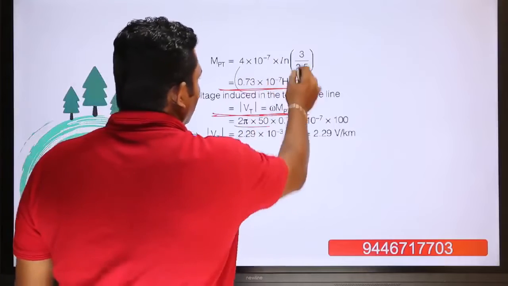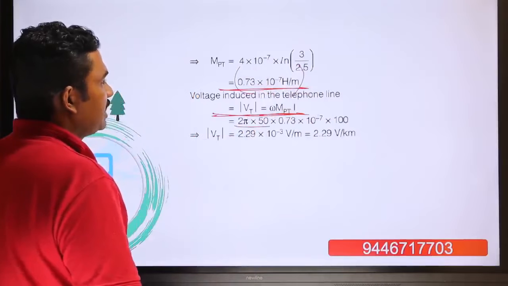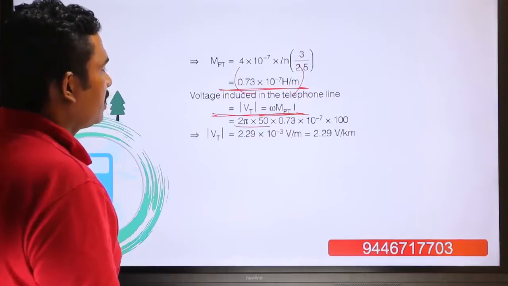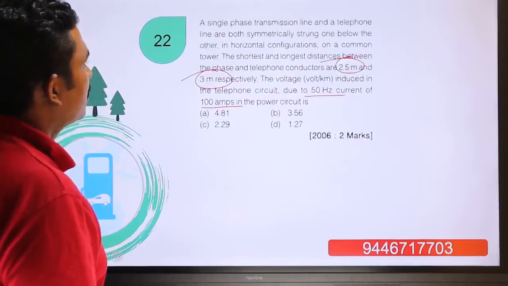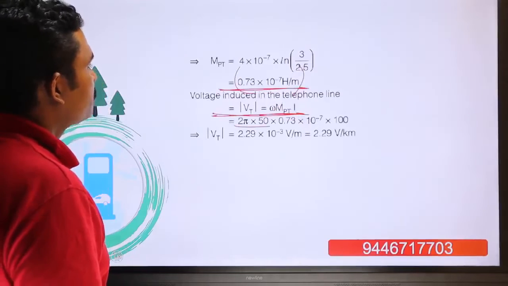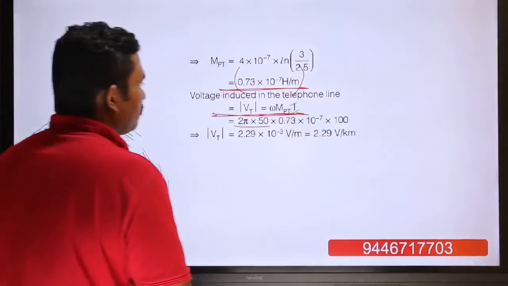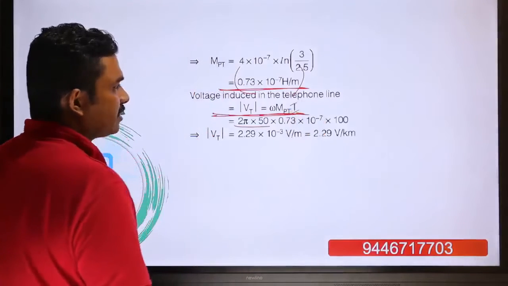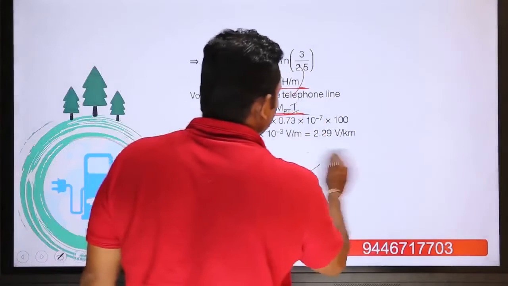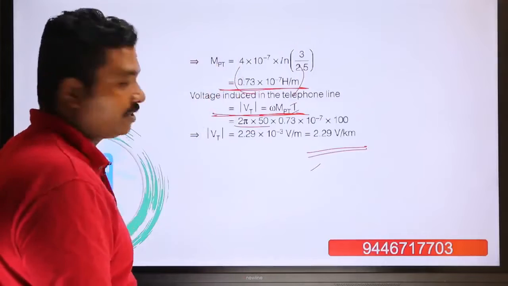MPT is equal to 0.73 into 10 raised to minus 7, into the net current that is passing through the line. So what is the current that is passing through the line? The current that is passing through the line is 100 amperes. So omega MPT into I is the Vt. So what is I? I is equal to 100 amperes. So substituting the value of 100, magnitude Vt will be obtained as 2.29 volt per kilometer.